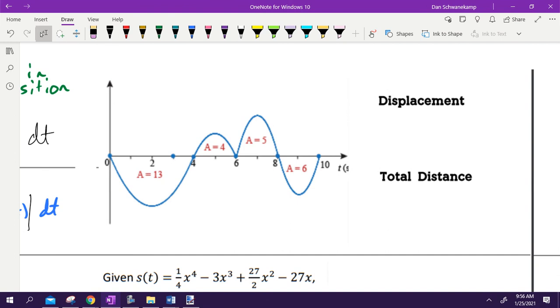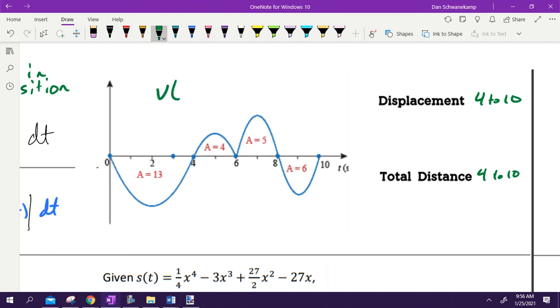So in our other flap on the other side, now we're going to do this based on a graph. So you've got a little graph on the middle of your paper. With your neighbor, I want you to find the displacement from 4 to 10 and the total distance traveled from 4 to 10. Figure out what those two values are based on that graph. Go.